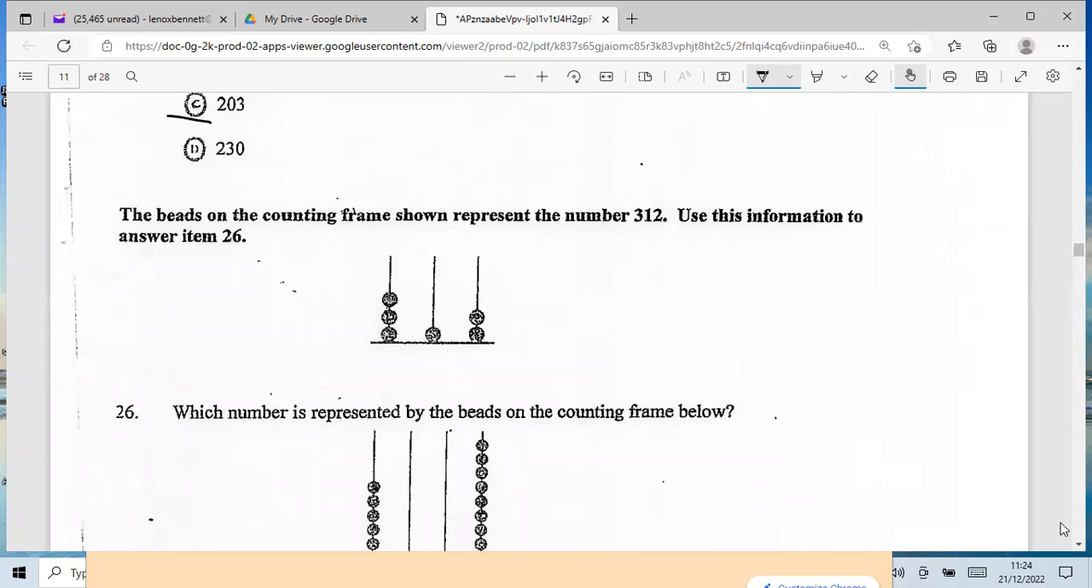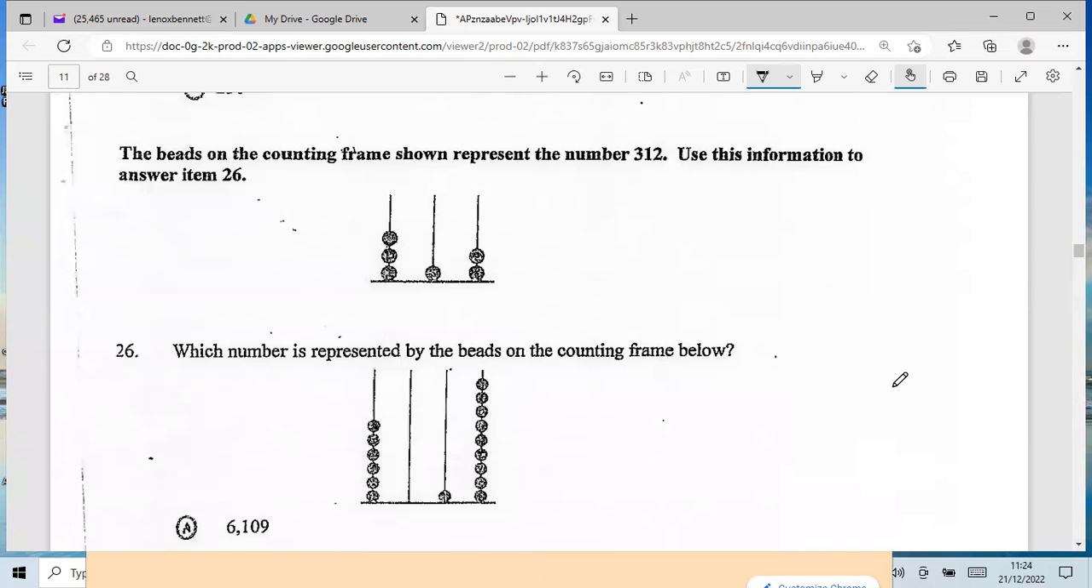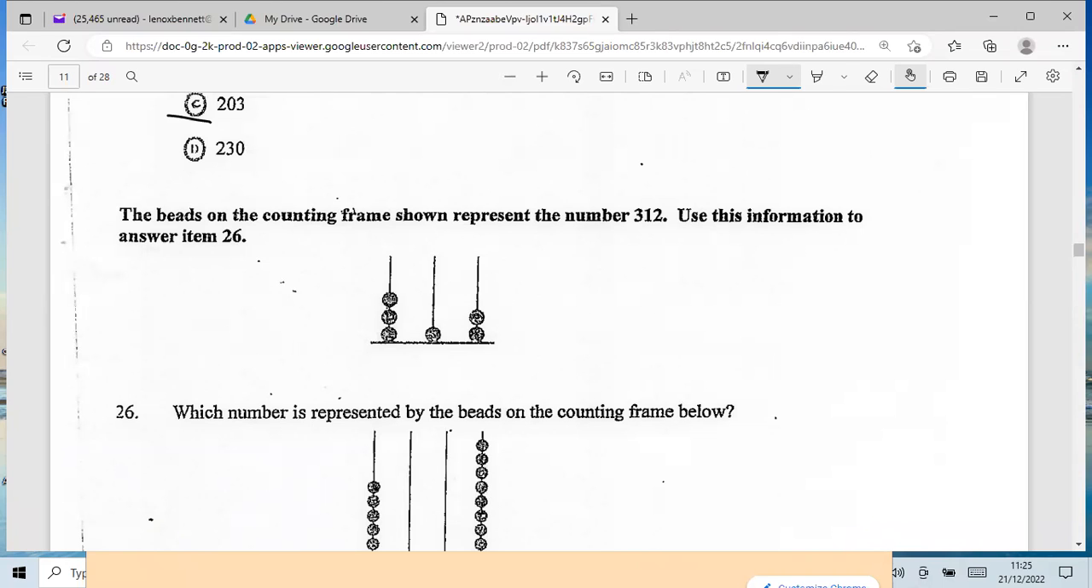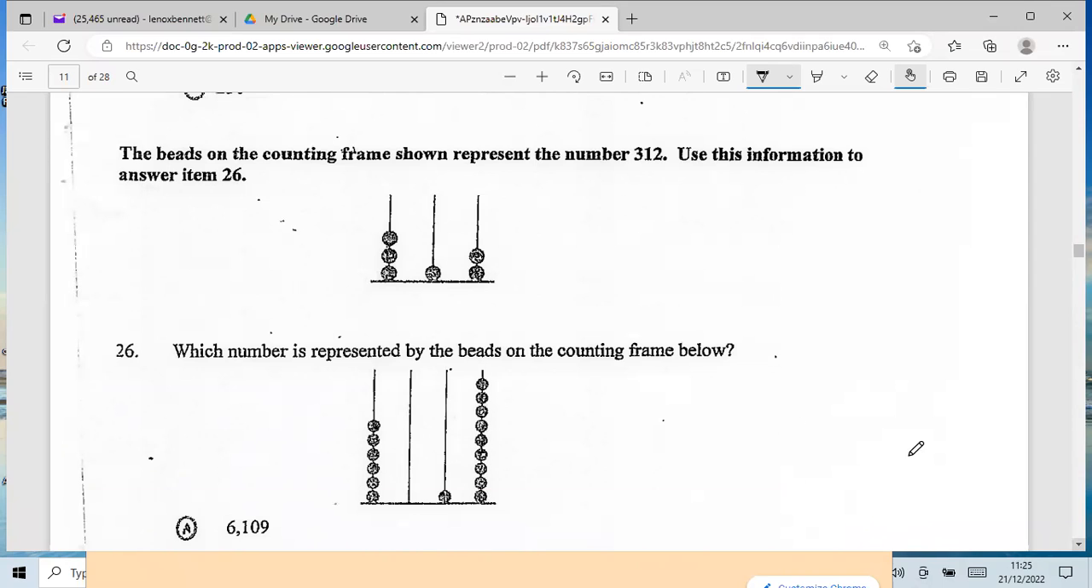The beads, wait, let me carry it up some further, guys. I want everyone to see it correctly. The beads on the counting frame shown represent the number 312. Use this information to answer item 26. Which number is represented? I'm going to carry it back down. I don't want to show the answer. Which number is represented by the beads on the counting frame below?